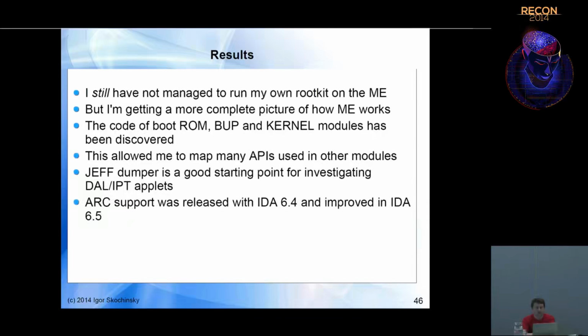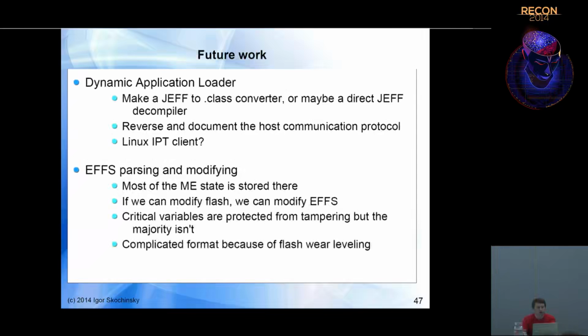I made this dumper to look at the applets, and because of this, I implemented the ARC module for IDA, which was useful for a couple of other people as well. And what's next? I keep looking at the dynamic application loader. Maybe I'll try to implement my own client for this IPT thing, so that I can try to fuzz it. Then EFFS, the file system on the flash chip for the storage of the ME state. It contains some variables, some of which are protected against tampering, but many are not. So maybe if you change them, you can trigger something in the ME.